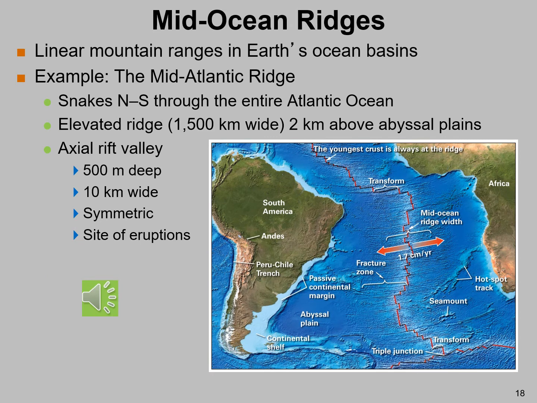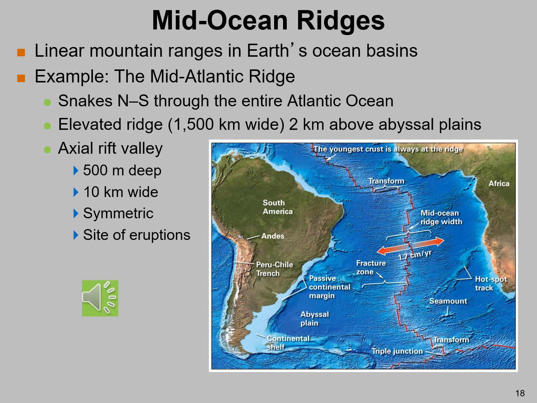Mid-ocean ridges are linear mountains that are in the Earth's ocean basins. Although ocean ridges are found all over the world, a perfect example is the Mid-Atlantic Ridge that snakes north and south through the entire Atlantic Ocean. It is an elevated ridge above the abyssal plain, or the deepest part of the ocean. The ridge rises 2 kilometers above the abyssal plain and is about 1,500 kilometers wide.